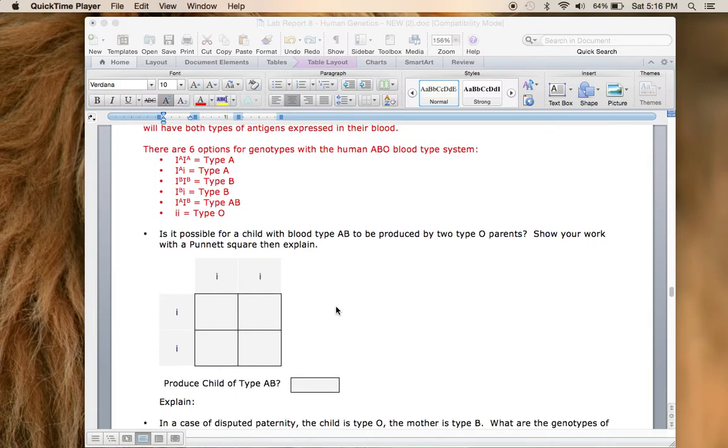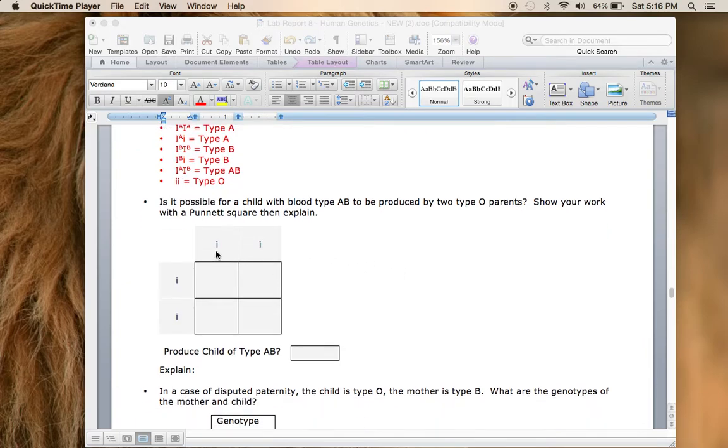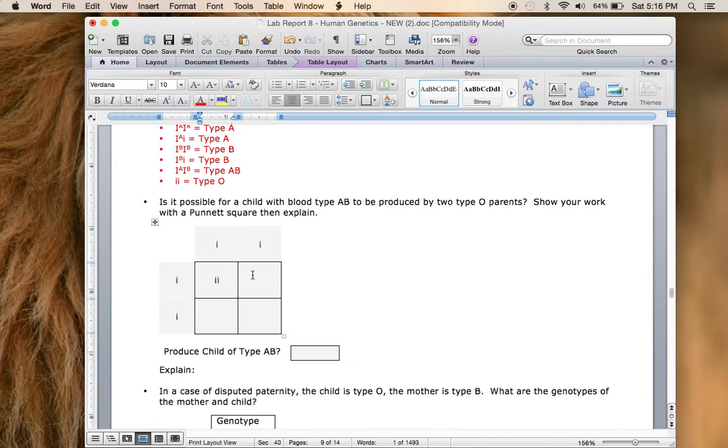So the first question has to do with inheritance, and there's a child, and showing kind of what the different blood types the parents could be. So the question is: is it possible for a child with blood type AB to be produced by 2 type O parents? Show your work with a Punnett square and then explain. So I went ahead and filled in the parents as both type O, which means they're going to have both recessive alleles, which means that all of the children are going to have recessive alleles as well. So 2 type O parents will only produce type O children. So that means the answer is no, you cannot have an AB child from 2 O parents.